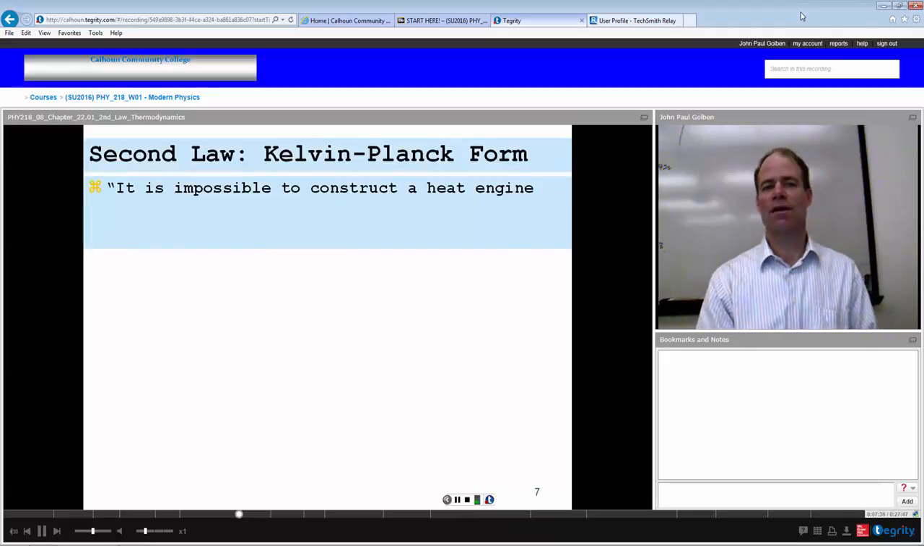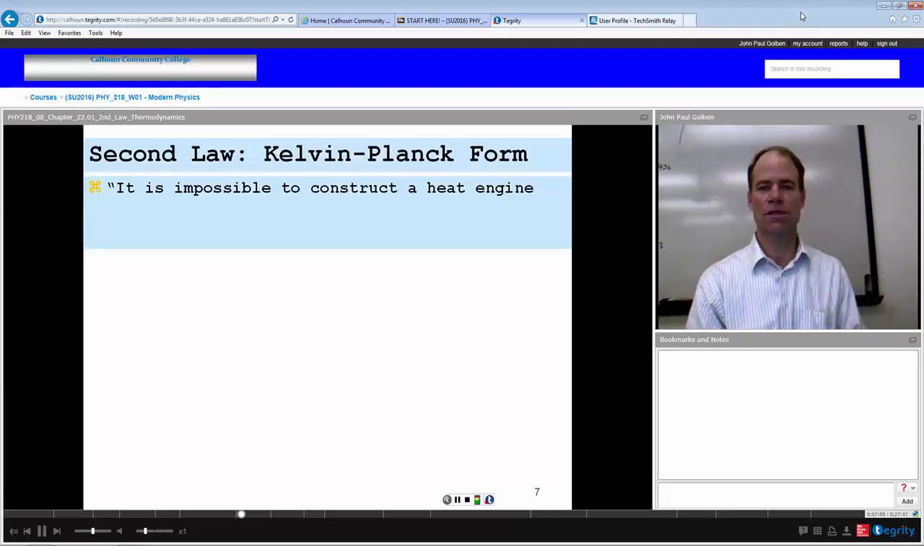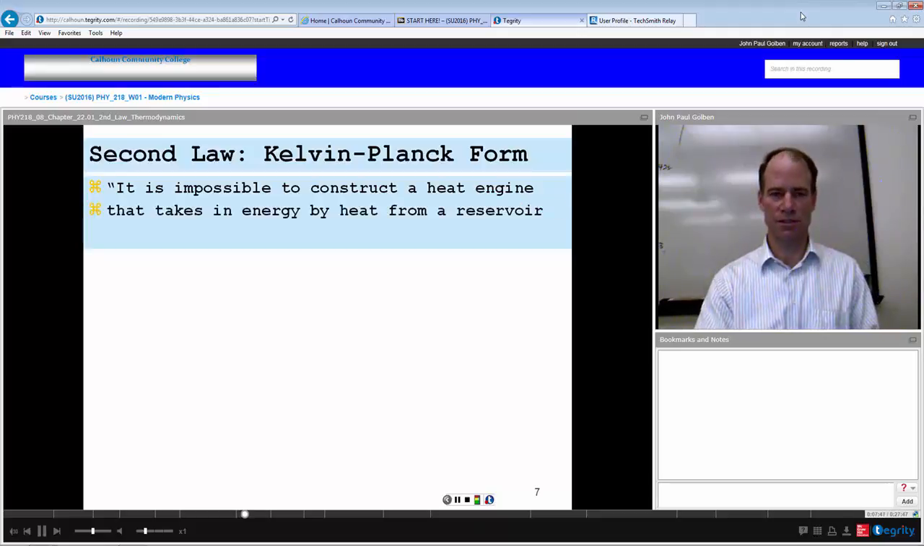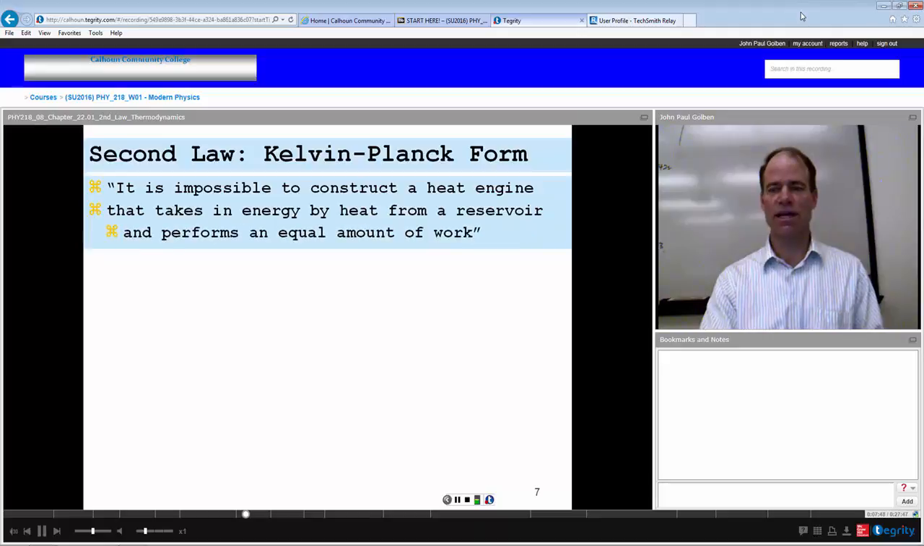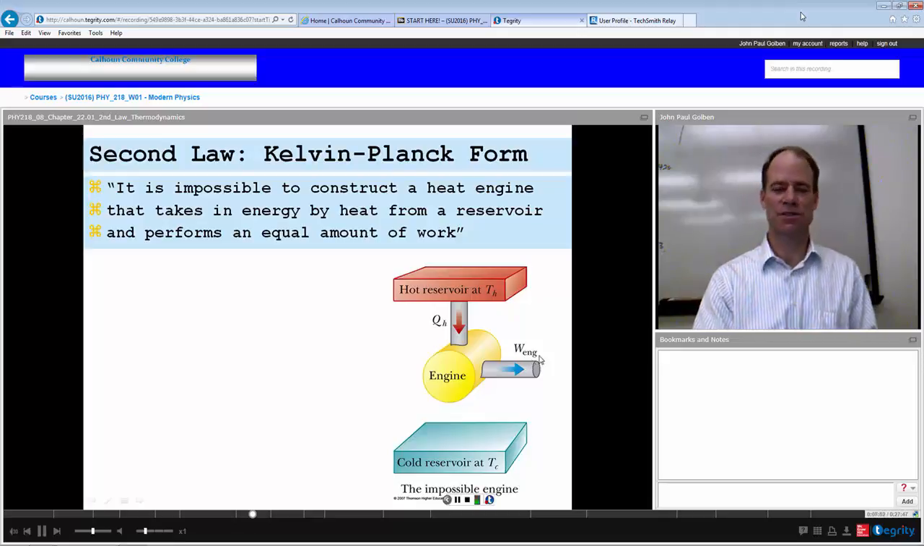We can re-express the second law of thermodynamics in several forms. And one form is the Kelvin-Planck form, which states that it is impossible to construct a heat engine that takes in energy by heat from a reservoir and performs an equal amount of work. The way this would look like is, here's our heat engine. We have an input from the hot reservoir, and all that energy goes into useful work in the engine, nothing expelled to the cold reservoir.